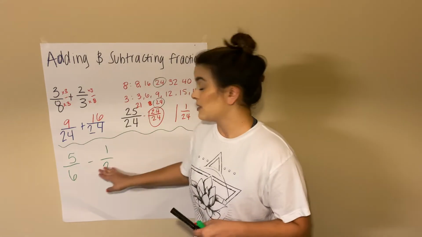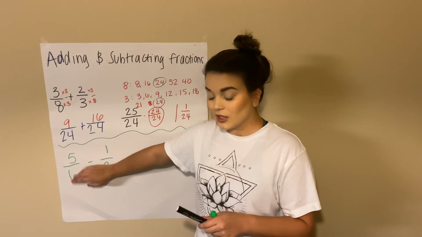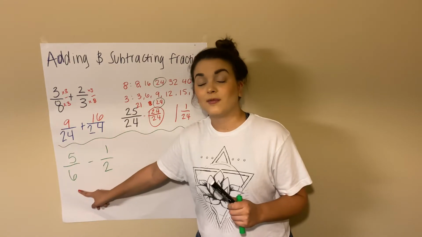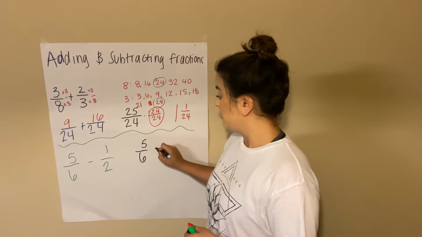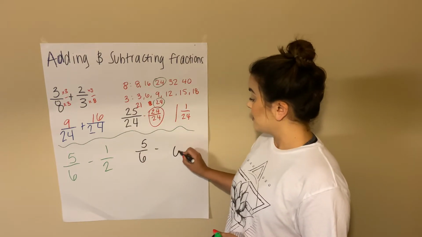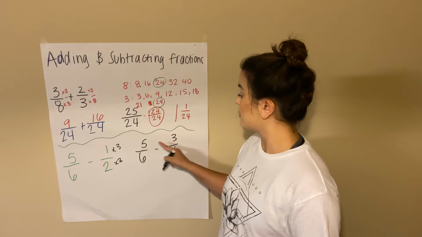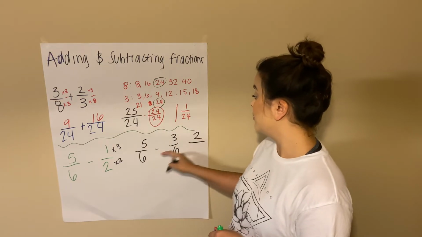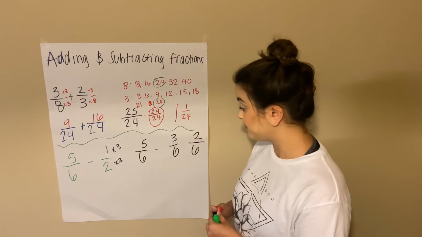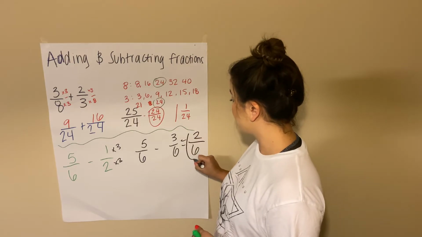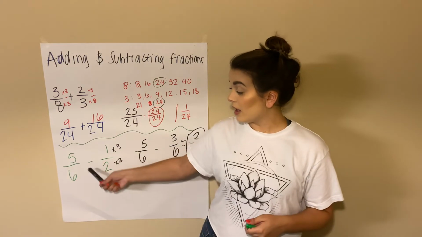So I know 6 and 2 both have a number in common, and I'm going to pick the smallest number that they have in common, which is going to be 6. That means I don't need to switch my 5 over 6. I just need to switch this one. 2 times what gives me 6? Well, that's 3. 3 times 1 is 3. When I subtract 5 minus 3, 2. 6 minus 6, I can't do that, so I'm just going to leave it like that. And it is 2 over 6. There is my answer. I don't need to change anything. That's my final answer.